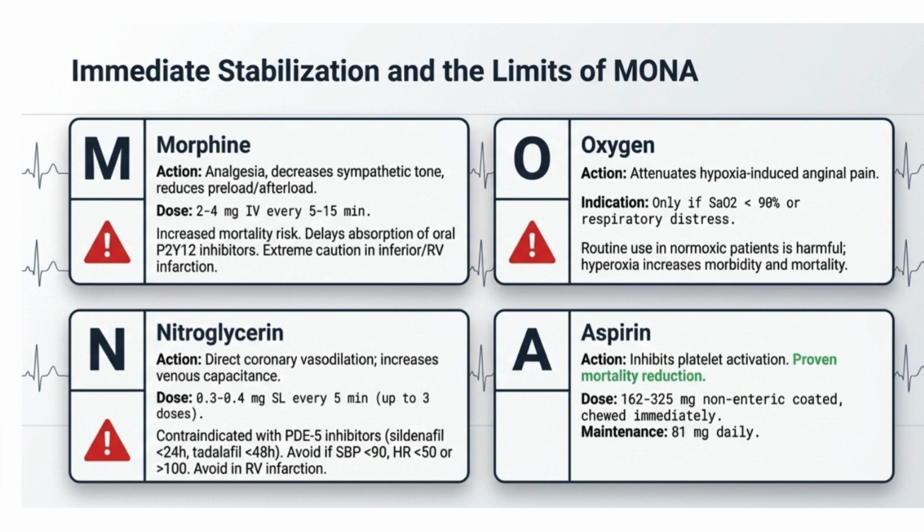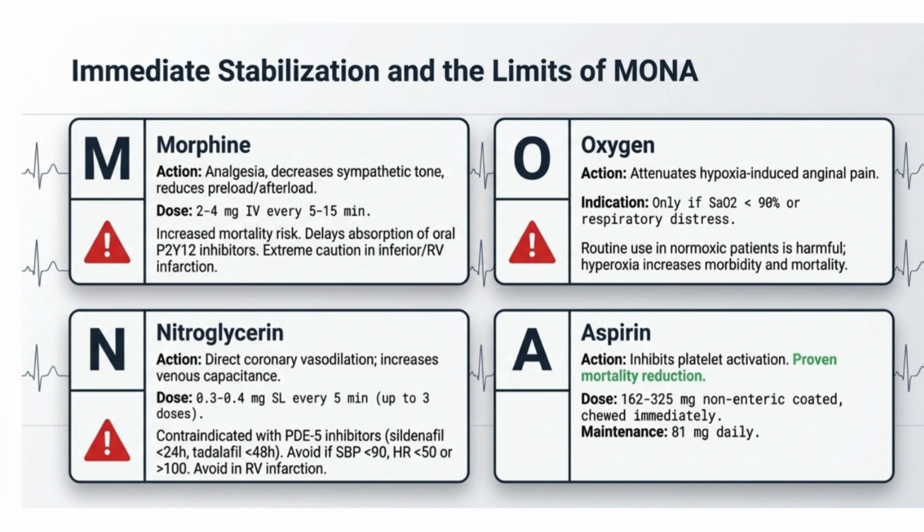Let's begin with morphine, which provides crucial analgesia and decreases pain-induced sympathetic or adrenergic tone. It also induces vasodilation, providing a beneficial reduction in both cardiac preload and afterload. We can administer it by 2 to 4 mg intravenously, IV, every 5 to 15 minutes if symptoms are not relieved despite maximally tolerated anti-ischemic medications.